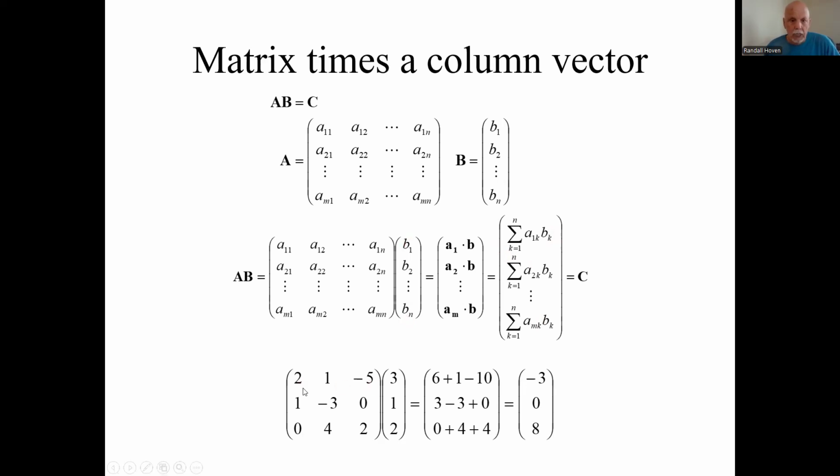Here would be the way to look at it. 2 times 3 is 6, plus 1 times 1, minus 5 times 2, you get a minus 3. You do that for each row against this column. Probably know how to do that already.